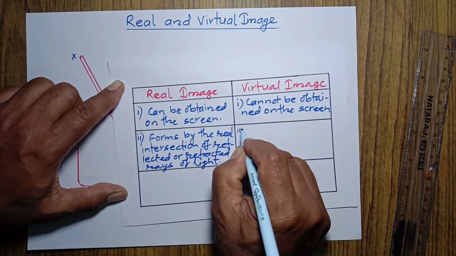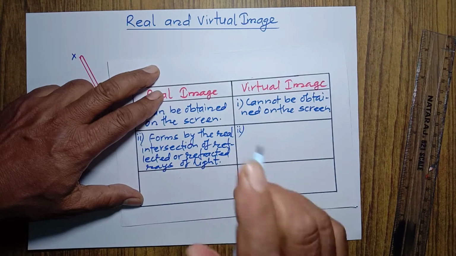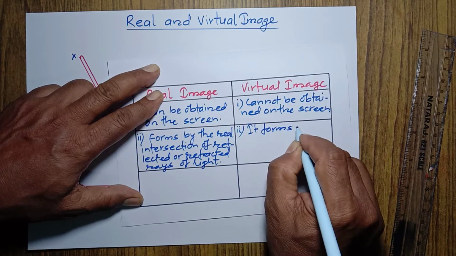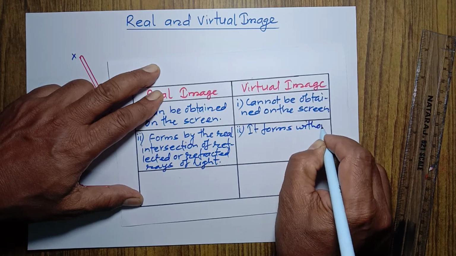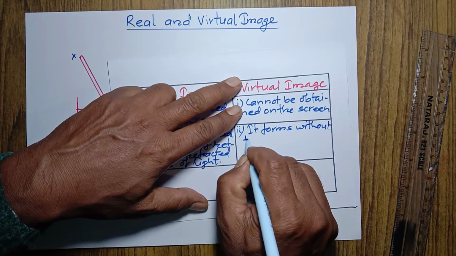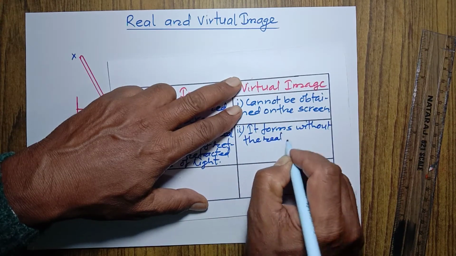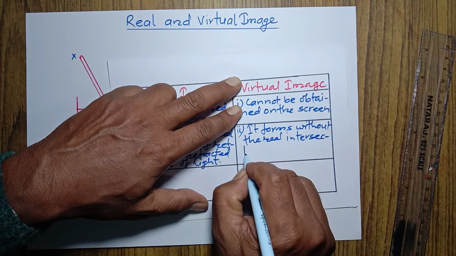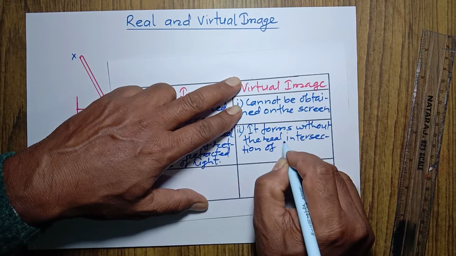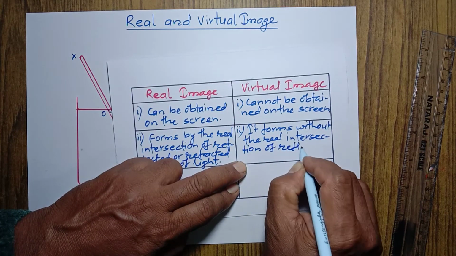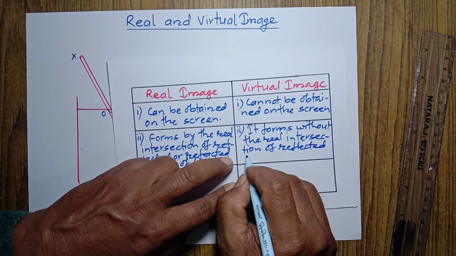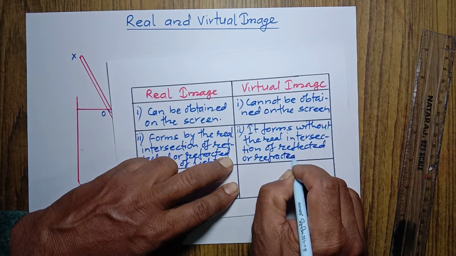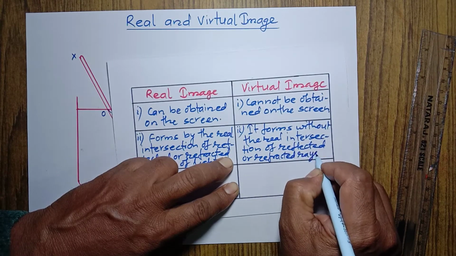Now this one, it can be seen but cannot be obtained on the screen. That's why it forms without the real intersection of reflected or refracted rays of light.